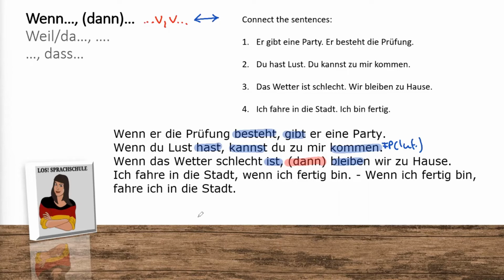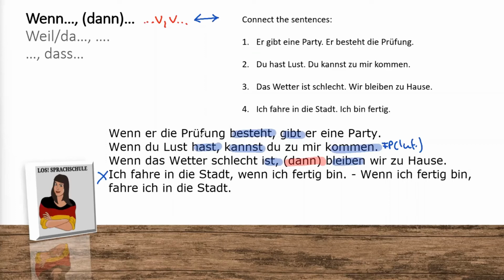Ich fahre in die Stadt, wenn ich fertig bin. Something changed here. We switched it around. And as you can see, we don't have dann. Dann is not an option. I drive into the city or I go into the city when I'm finished. And I gave you the second option also, just so you can see the difference.